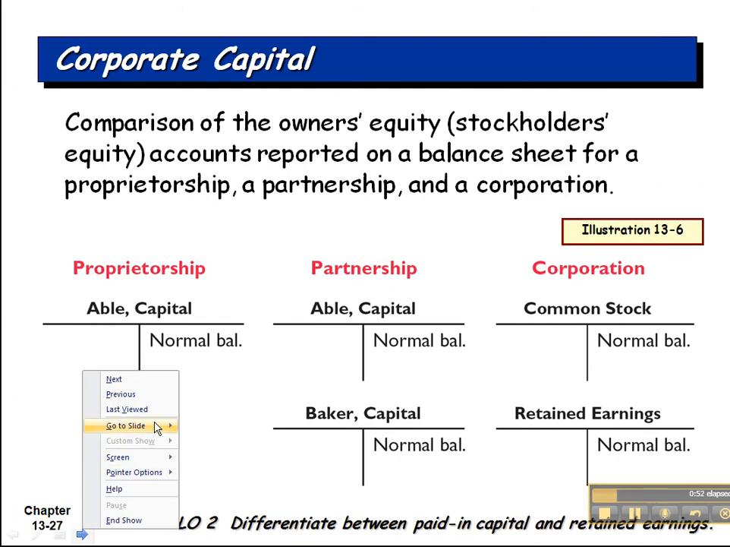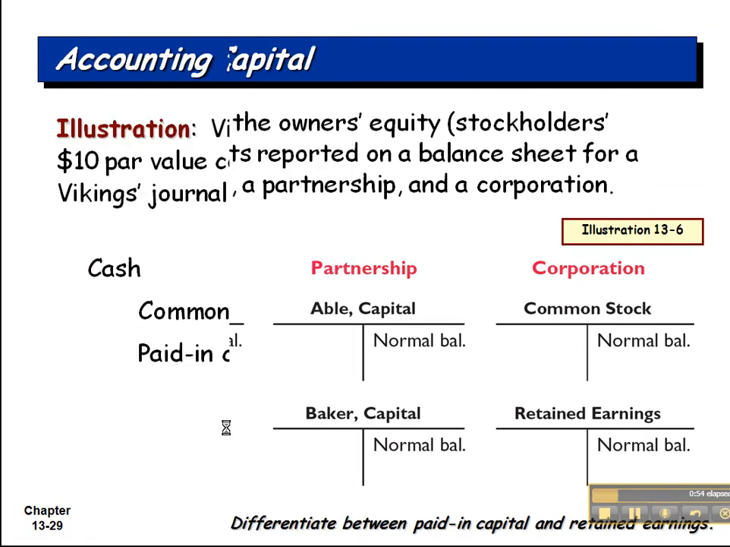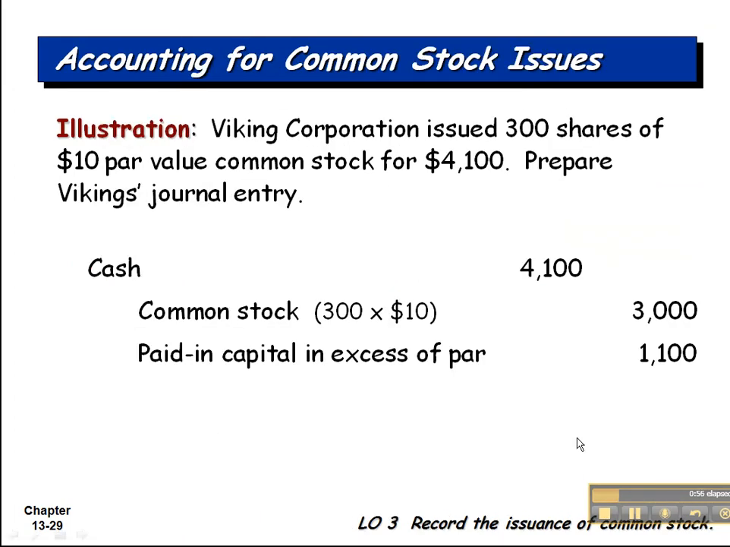Let's go to slide 29. Viking Corporation issued 300 shares of $10 par value common stock for $4,100. So when we have this journal entry, we're going to debit cash because we sold shares of stock to get money. So that's going to be $4,100. The common stock here is always going to be the par value. So right over here, we have $10 par value. So we're going to take 300 shares times the $10 to come up with the actual common stock.